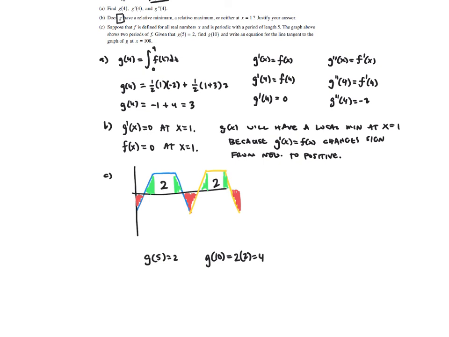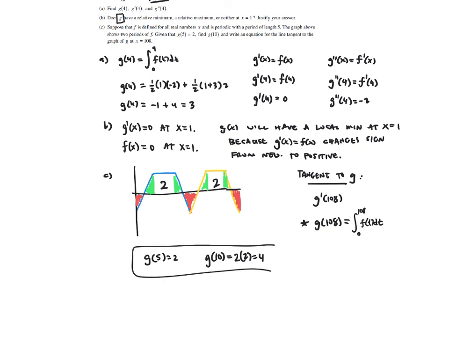It says write an equation for the line tangent to the graph of g at x equals 108. Anytime you want a tangent line, we need a point and we need a slope. So let's talk about a tangent to g. I want to know g prime at 108, and I need to know g at 108. Well, g at 108 is going to be equivalent to the integral from 0 to 108 of f of t. Now, in finding this, I can utilize this idea. How many times does 5 go into 108?